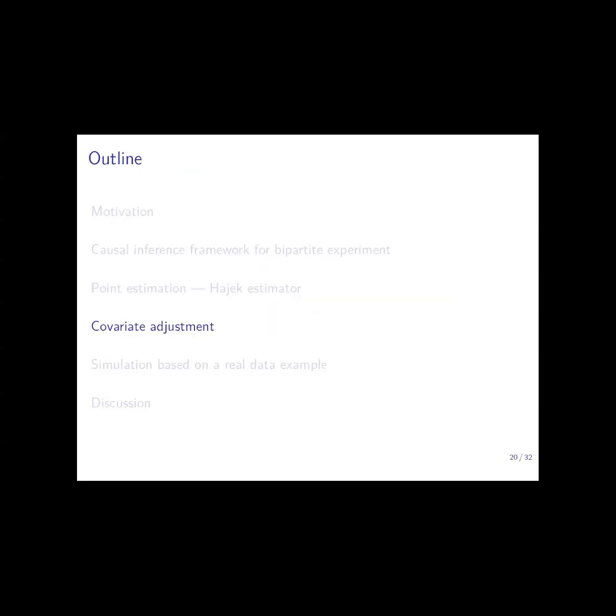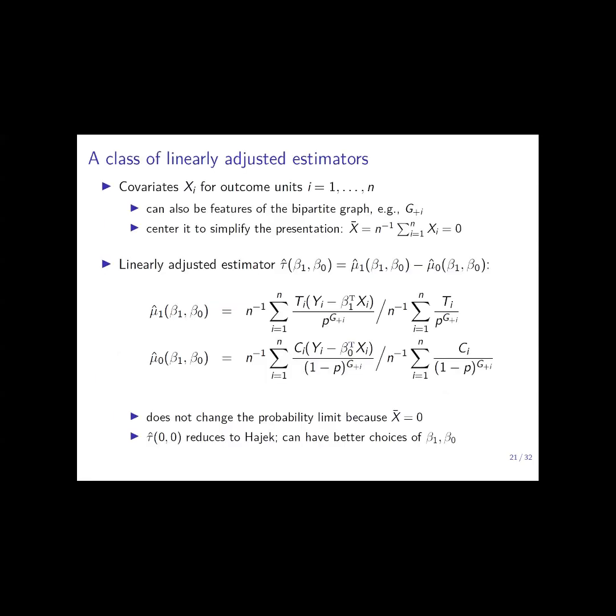Okay, so let's move on to the next question of covariate adjustment. Also a very standard question. If you want to use covariates to improve the efficiency of your estimate, how do we do it? We also do it in a very, very simple, even naive way. We consider a class of linearly adjusted estimators.